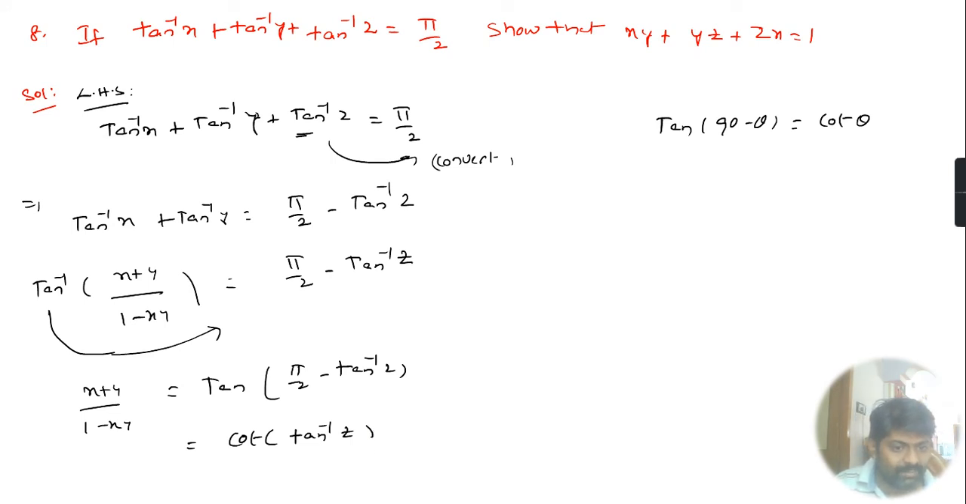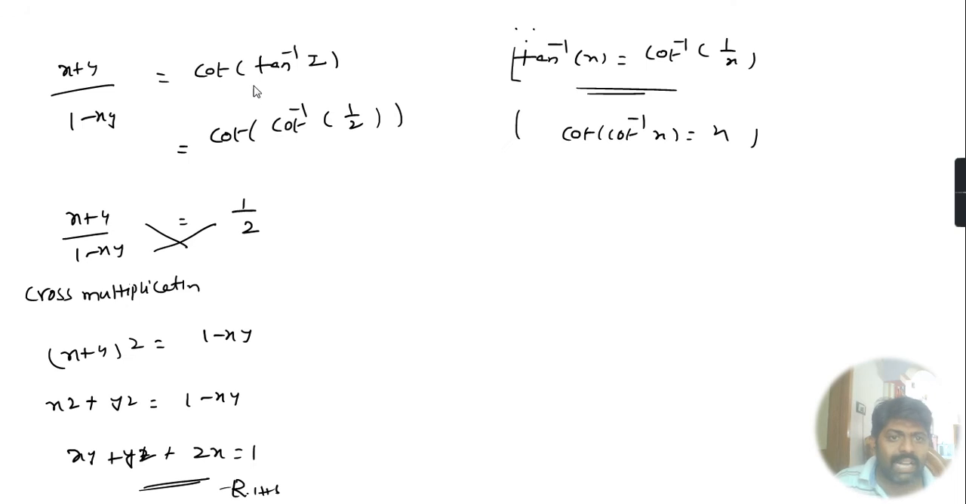Then cot of tan inverse z, that is tan inverse of x equal to cot inverse of 1 by x. So finally cot and cot inverse will cancel, and we get 1 by z. So we do the cross multiplication, that is (x plus y) into z equal to 1 minus xy. After simplification, x into z is xz, y into z is yz, equal to 1 minus xy, and this minus xy is moved to the other side. We get xy plus yz plus zx is equal to 1.